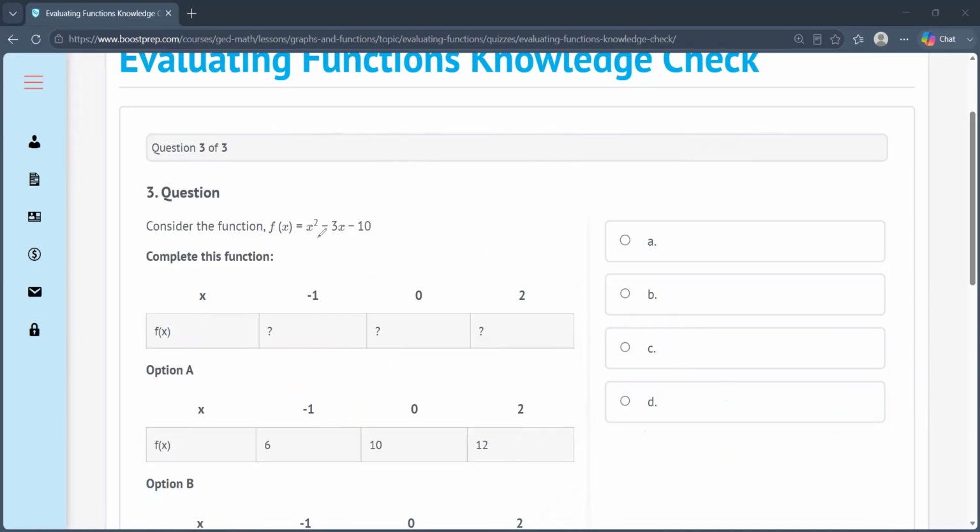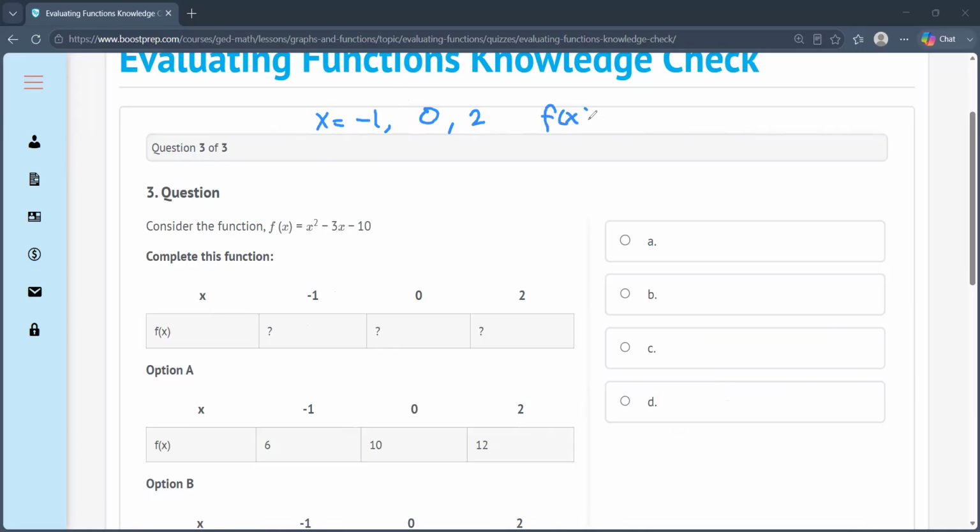Consider the function f of x equals x squared minus 3x minus 10. Complete the table. Oh, I see. They give you a function and they actually give you inputs, or x values. They give you several more than one x value, believe it or not: -1, 0, and 2. These are all x values. What we have to do is figure out the correct output when we plug in these x values. So let's do that real quick.